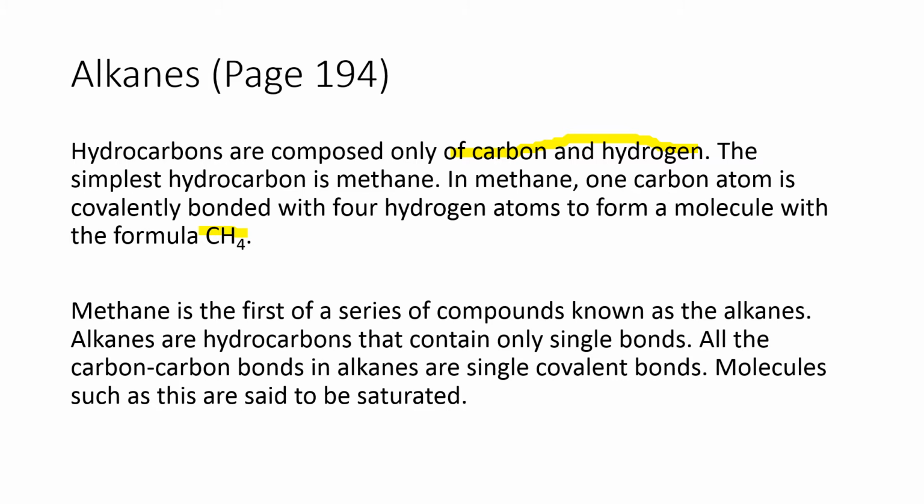Methane is the first of a series of compounds known as the alkanes. Alkanes are hydrocarbons that contain only single bonds. All the carbon-carbon bonds in alkanes are single covalent bonds. Molecules such as these are known as saturated. Saturated means that they do not have double bonds. If a particular molecule consists of a double bond, it is known as unsaturated. So when we are talking about alkanes, they are saturated and consist of only single bonds. A very good example here would be methane, and we know that methane has a formula of CH4 and it has a tetrahedral shape. The bond angle is 109.5 degrees. So that is the formula of methane, CH4. Moving on to the next slide.